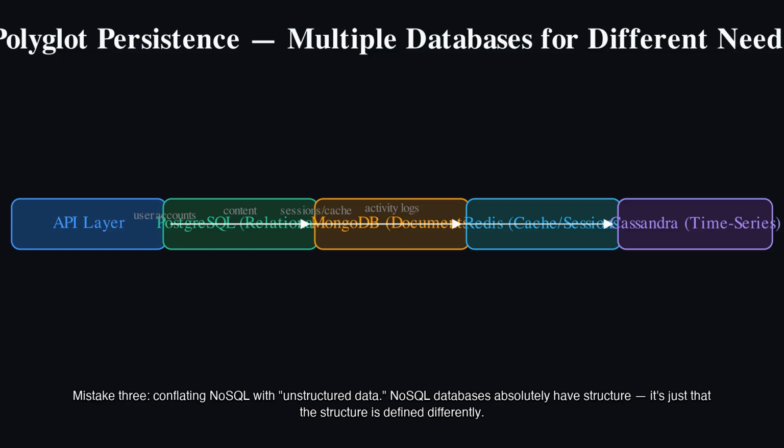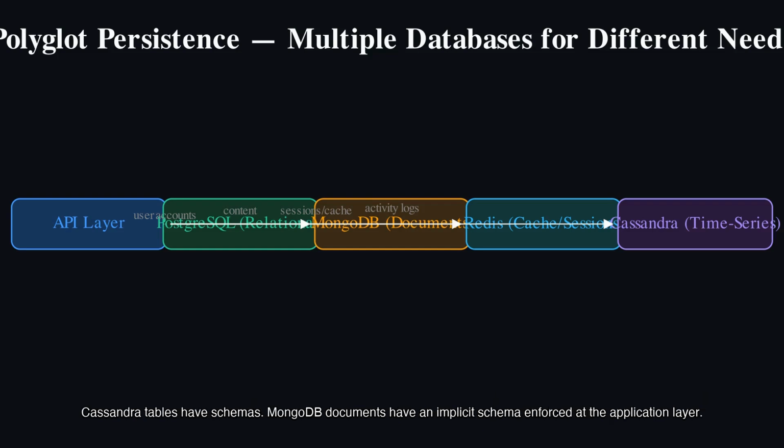Mistake 3. Conflating NoSQL with unstructured data. NoSQL databases absolutely have structure. It's just that the structure is defined differently. Cassandra tables have schemas. MongoDB documents have an implicit schema enforced at the application layer. The difference is that the schema is more flexible and does not require upfront alter table migrations. No schema is not the same as no structure.